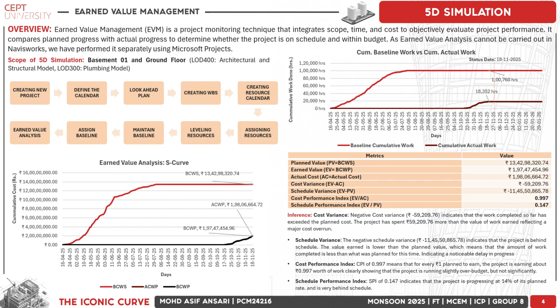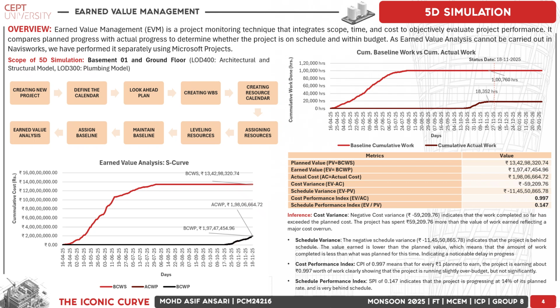Now moving on to 5D simulation use and earned value management. For the Iconic Curve, we performed earned value management to evaluate project performance for basement 1 and ground floor. Using LOD 400 models, we created the WBS, defined calendars, assigned baselines, and leveled resources. The planned value was rupees 13.43 crore, while the earned value reached rupees 1.97 crore. However, the actual cost rose to rupees 1.98 crore, resulting in a cost variance of negative rupees 59,209 and a schedule variance of negative 11.45 crore rupees.